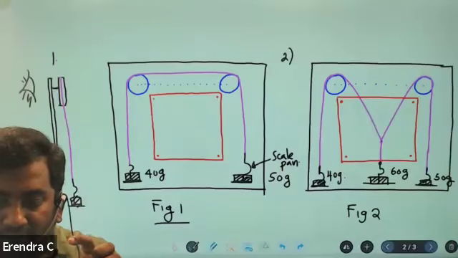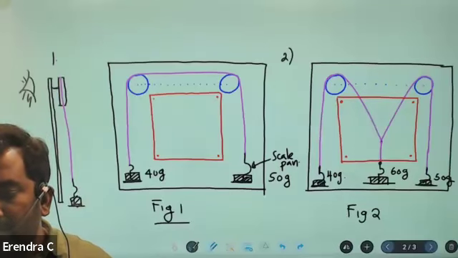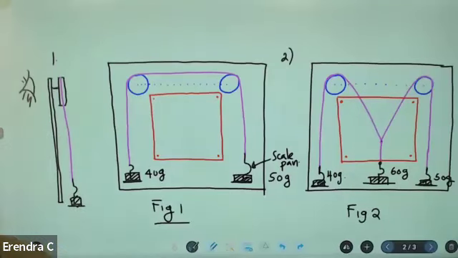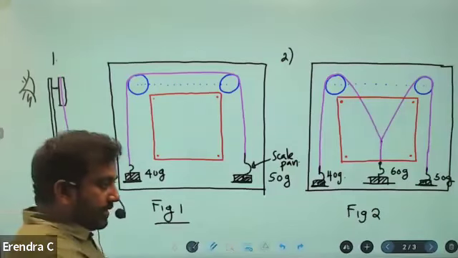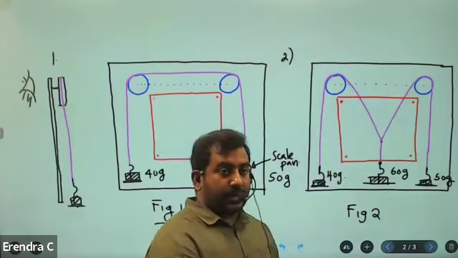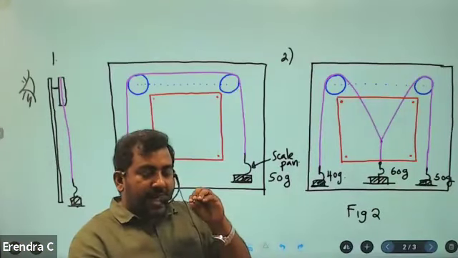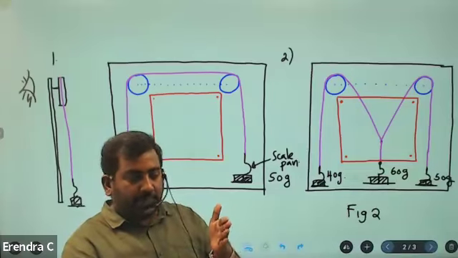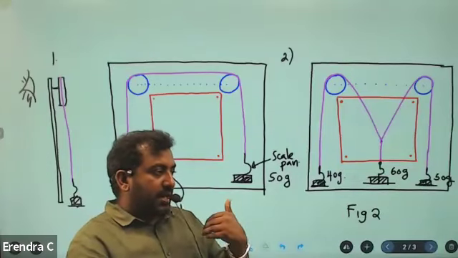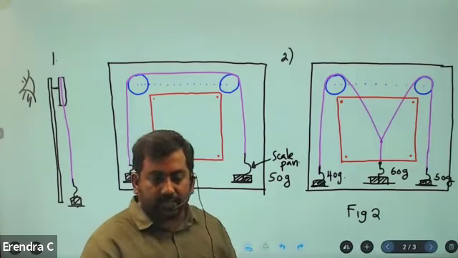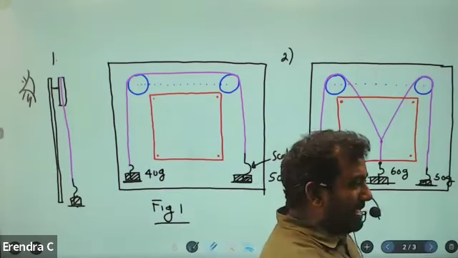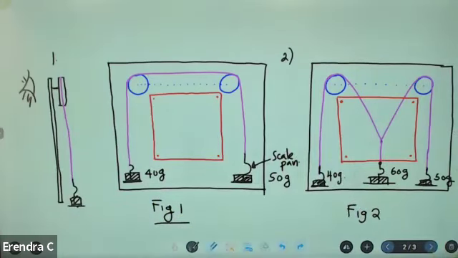Indicated below in figure 2. Next point. Just to check if there is friction in the pulleys.